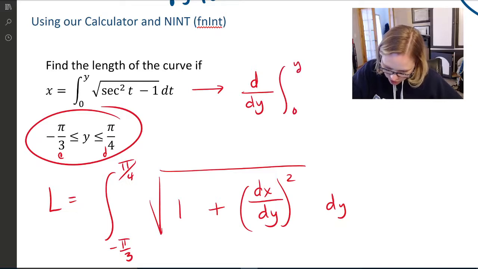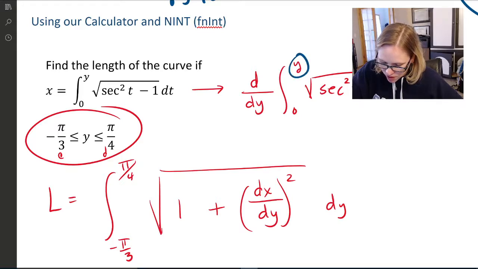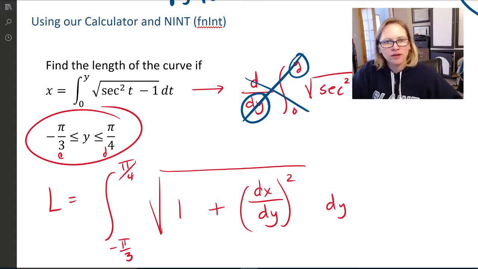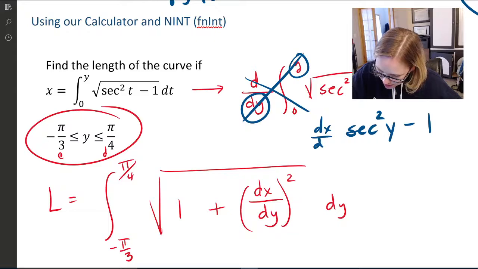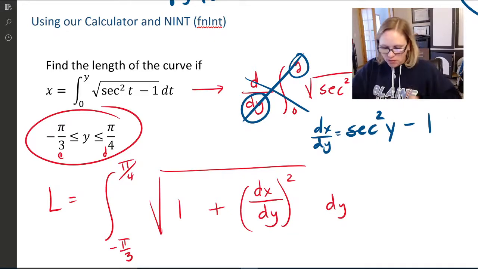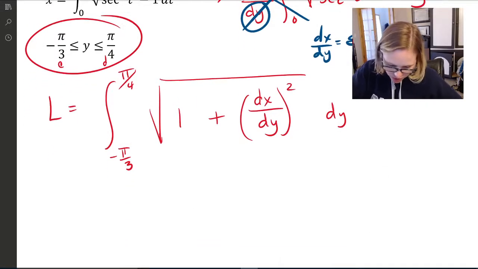Ooh, this looks familiar. This is the fundamental theorem of calculus, part 1. It says, hey, when you do the derivative, and notice you've got an integral dy, when you do the derivative of a function that's going from 0 to y, essentially they kill each other out. You know, the derivative and the integral kind of undo each other. That's the whole purpose of the calculus. And you essentially are left with secant squared y minus 1. So this is dx/dy. Ooh. Okay, so now let's plug that in and work it through.